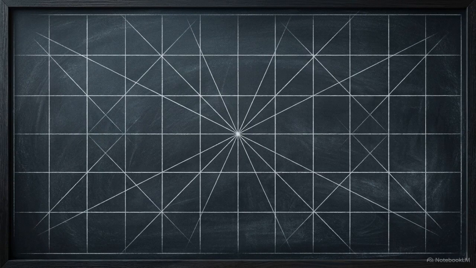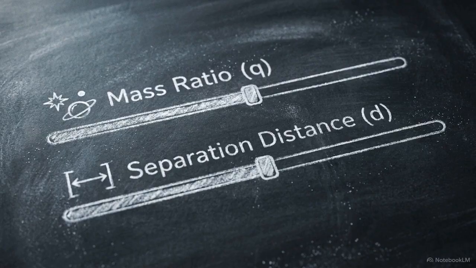These caustic boundaries do not form randomly. Their exact geometry is strictly dictated by two variables: the mass ratio between the star and the planet, Q, and their projected separation distance, D.